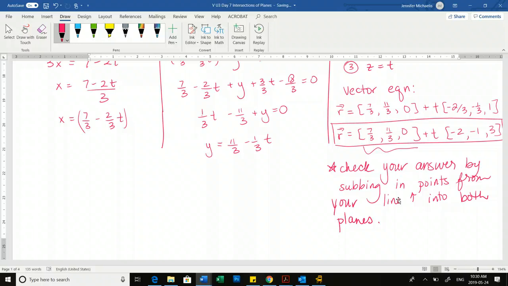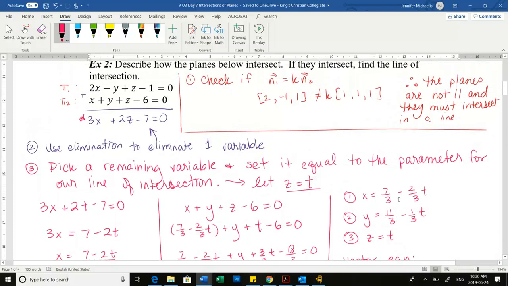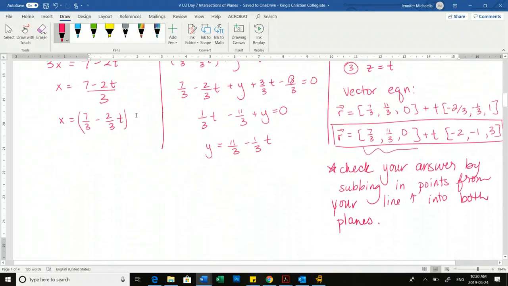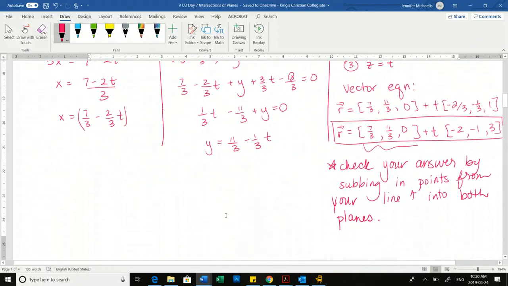Okay, so you're going to generate maybe 3 different points. I think that's probably a good check. And then just sub them into both of your planes and make sure that they're on the plane. If it doesn't give you something equal to 0 up here, if it doesn't let the left side be 0, that's a problem. Cool? Any questions?